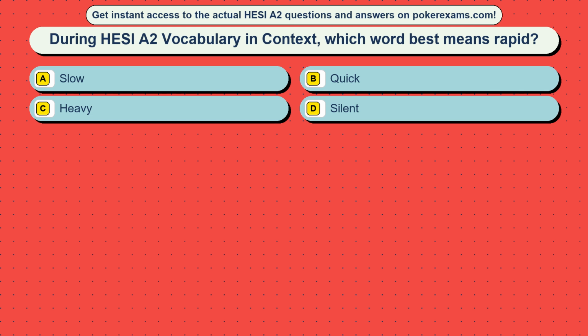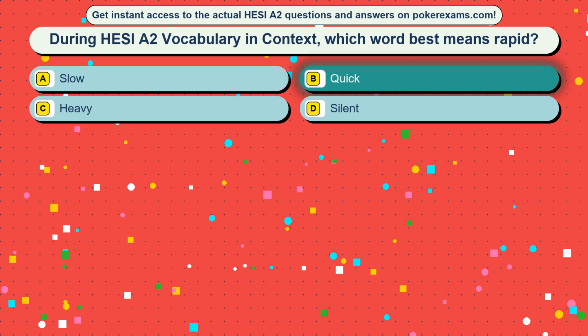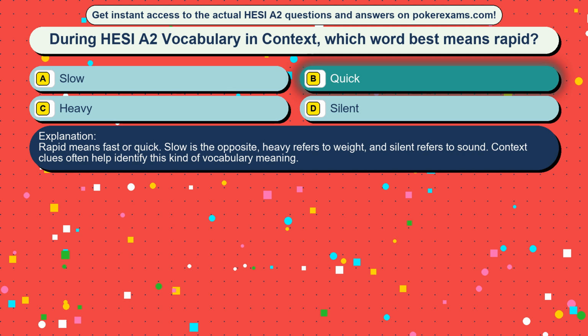Question 1. During HESI A2 Vocabulary in context, which word best means rapid? Option A, slow. Option B, quick. Option C, heavy. Option D, silent. The correct answer is option B, quick. Rapid means fast or quick. Slow is the opposite, heavy refers to weight, and silent refers to sound. Context clues often help identify this kind of vocabulary meaning.